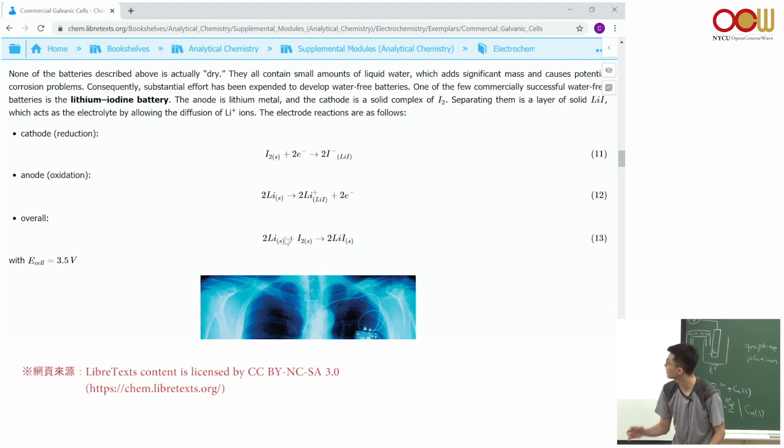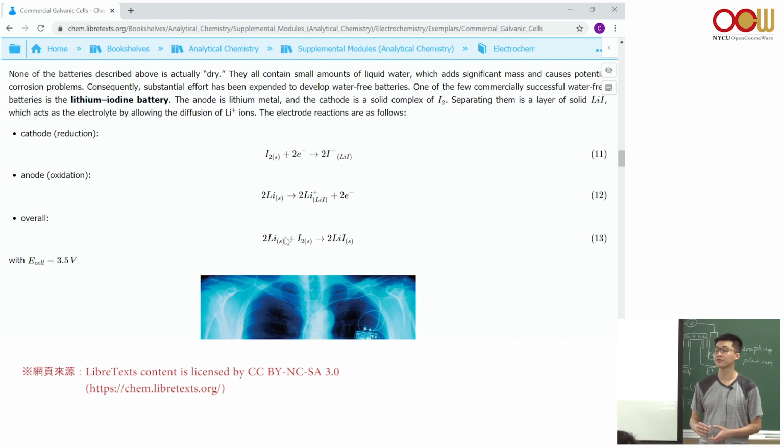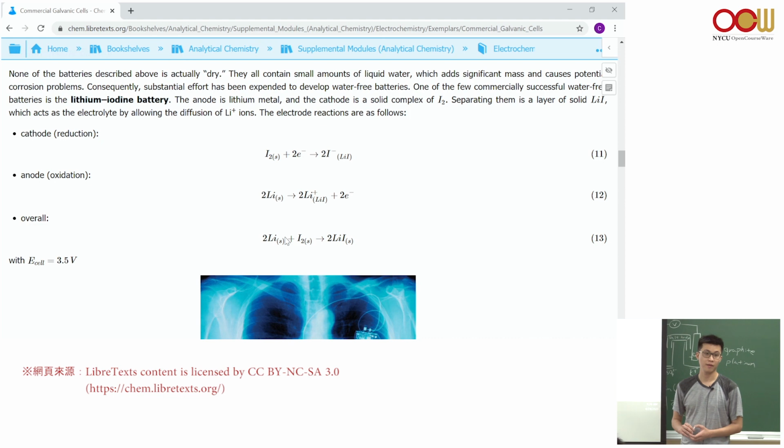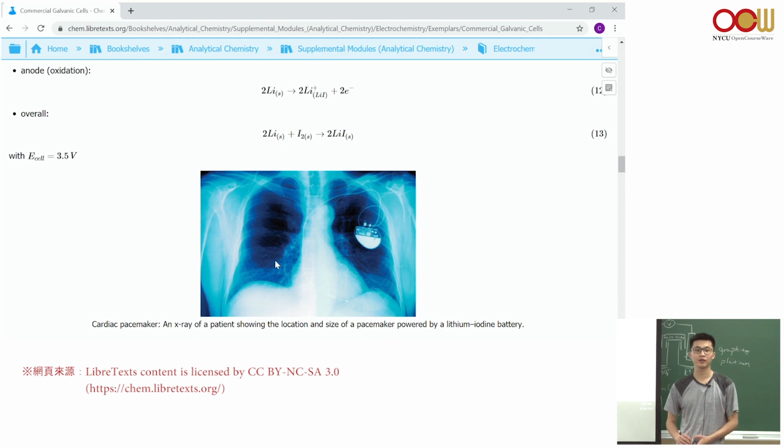Okay, for the lithium battery, look, the voltage is much higher, right? That means you have a higher driving force for lighting. For example, a 3.5 volt battery can power more LED bulbs than a 1.5 volt one. So here is a picture. It sounds scary: we are putting lithium metal into your body, but it can supply a lot of energy. For people with heart issues, a pacemaker is normally used.